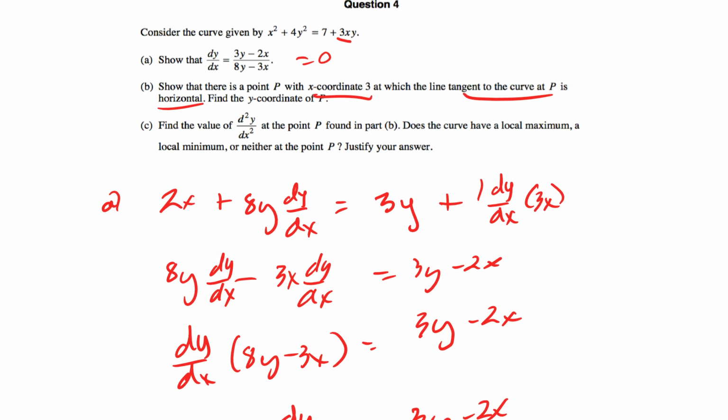And then C. Find the value of the second derivative at point P, found in part B. Does the curve have a local max, or local min, or neither at point P? Just for your answer. So remember our point we just found. Our point is x equals 3, and we found, was it 2 for y? So that's our point, P. We're going to plug that in. So this basically wants us to find the second derivative. Plug that in. If you get a positive, it's concave up, so local min. If you get a negative, it's concave down, so local max.